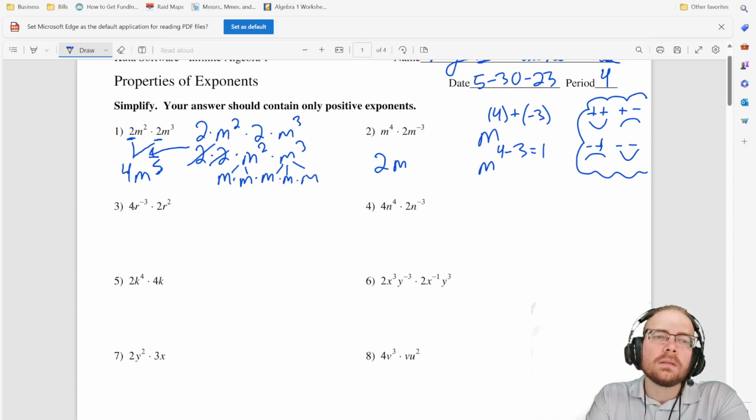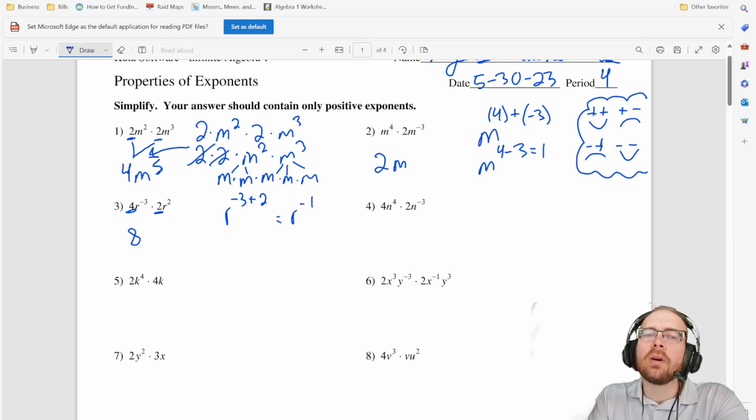We're going to put these two together. So the numbers, 4 times 2 is 8. And then the letters. So that's going to be r to the negative 3 plus 2 power. Oh, that's r to the negative 1 power. Now remember, they said only positive exponents.